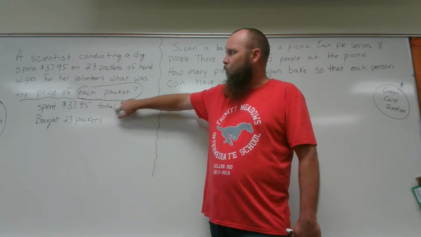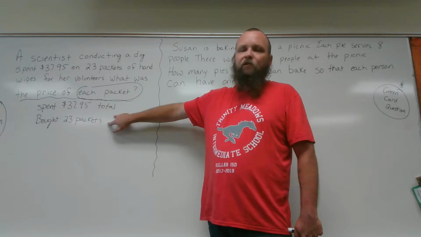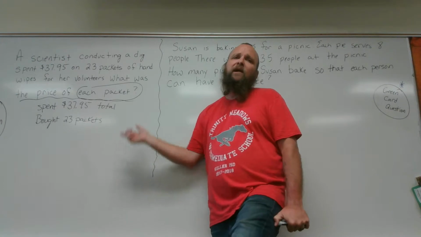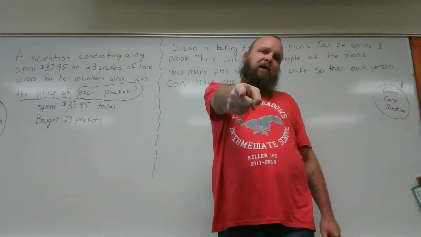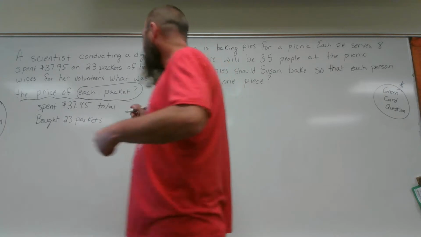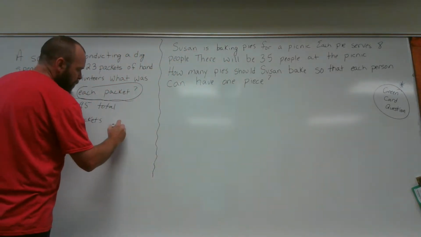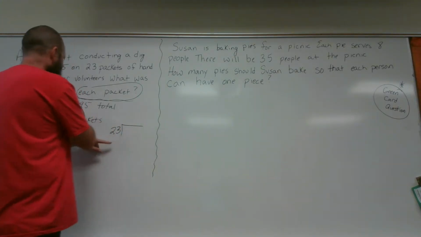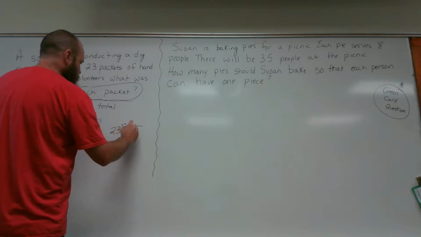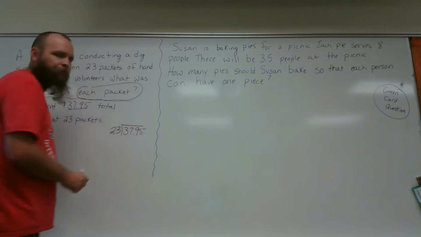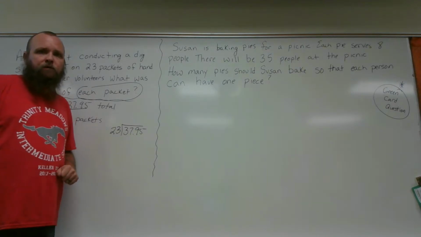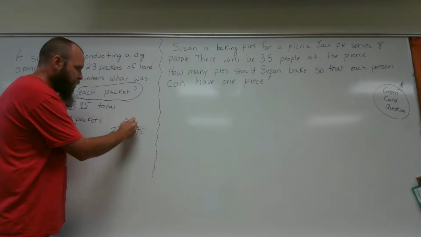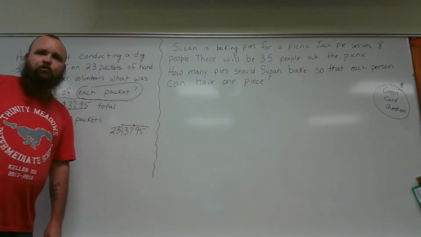We're going to take that $37.95 and break it up into 23 equal groups. If we're breaking something up into equal groups, we are dividing. So I'm going to take my divisor, which is 23, my dividend, which is $37.95, and find my quotient. We're dividing with a decimal inside the dividend. The decimal point goes straight up.